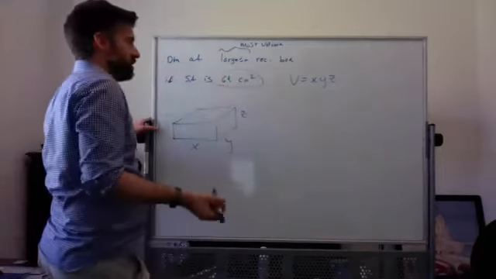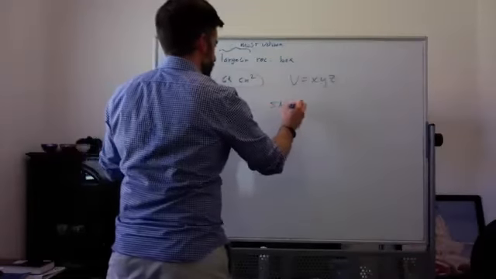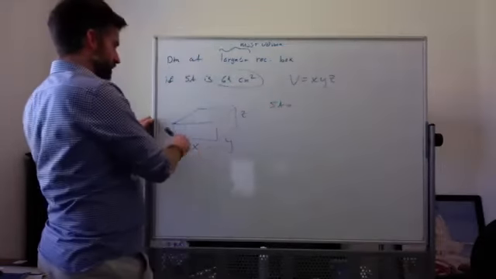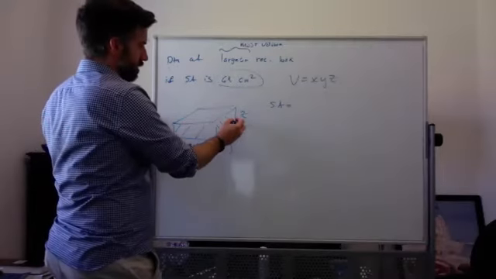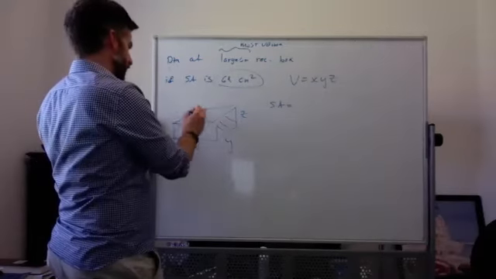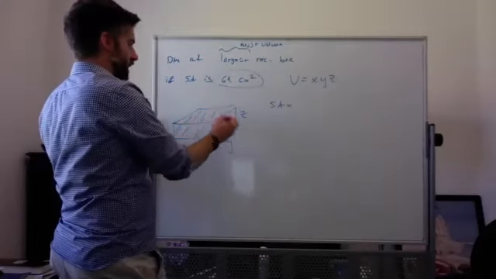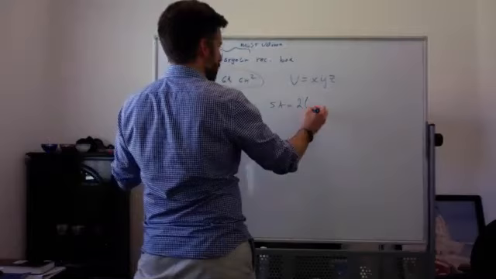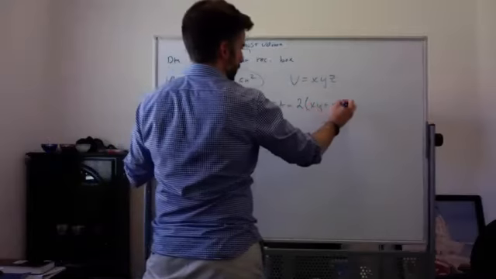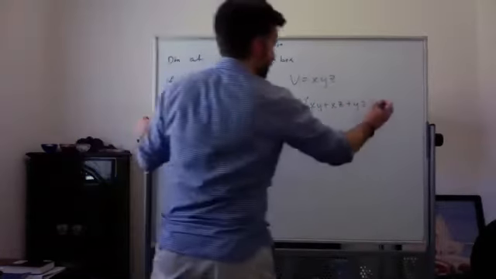The surface area is 64 square centimeters. Well, the surface area is just the areas all added together. So it's x times y plus y times z plus x times z, and then double that because there's 2 of each face. So it's really 2(xy + xz + yz). And that's supposed to equal 64.